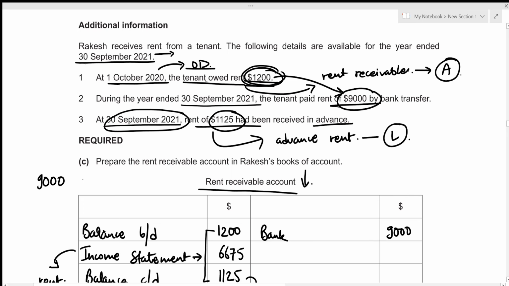So 9,000 was paid in this current year, but the tenant owed rent of 1,200. So that's the opening receivables, and opening receivables are always deducted. So that's a negative 1,200.